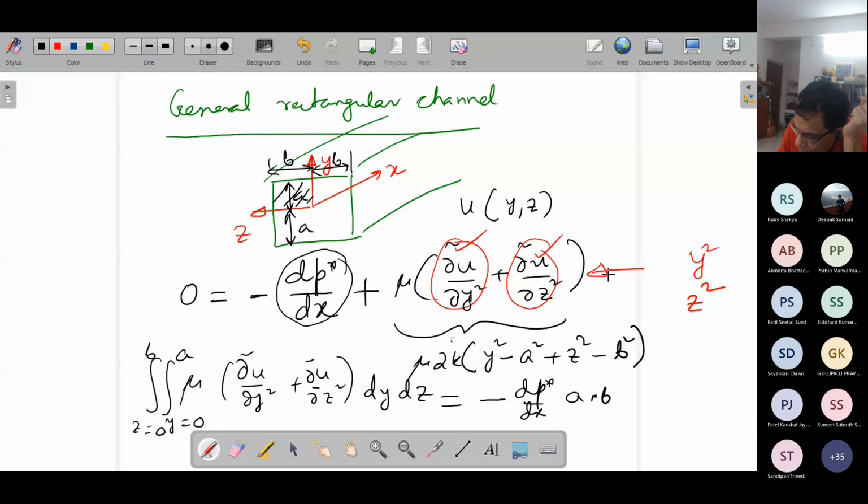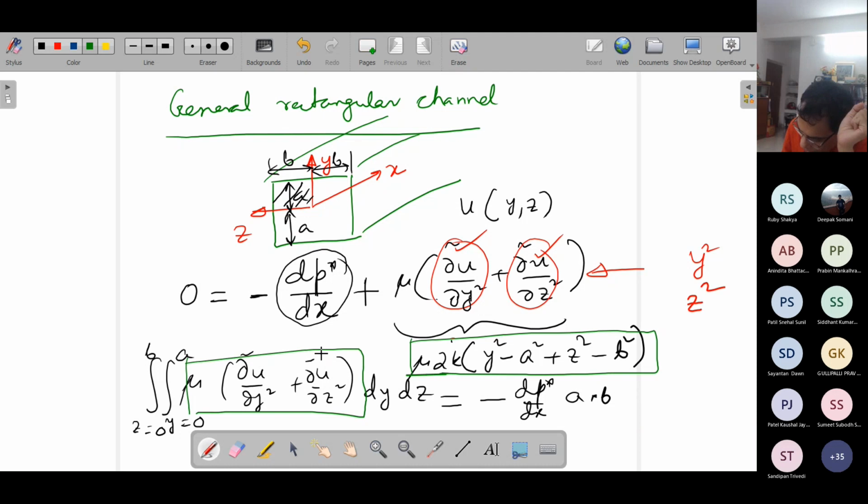Because local force balance is not getting satisfied, we are trying our best to make it consistent so that overall force balance is satisfied. So now what we can do, it's a very simple exercise, is substitute this and then do the double integration, first with respect to y and then with respect to z. That will give you a value of k in terms of dp star dx, and that will complete the description of the approximate solution.